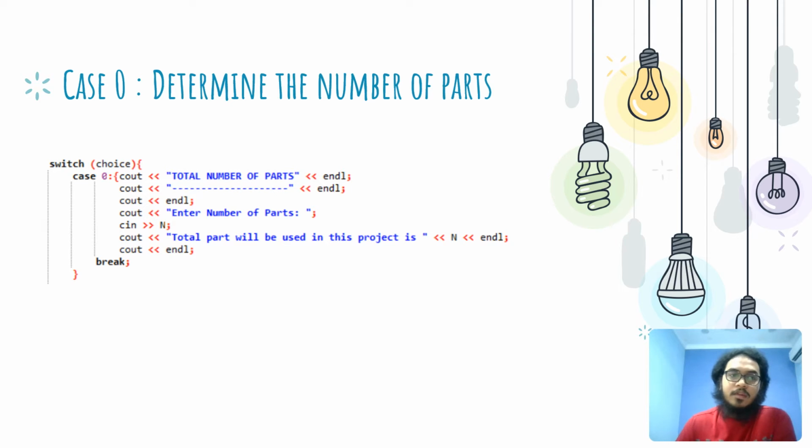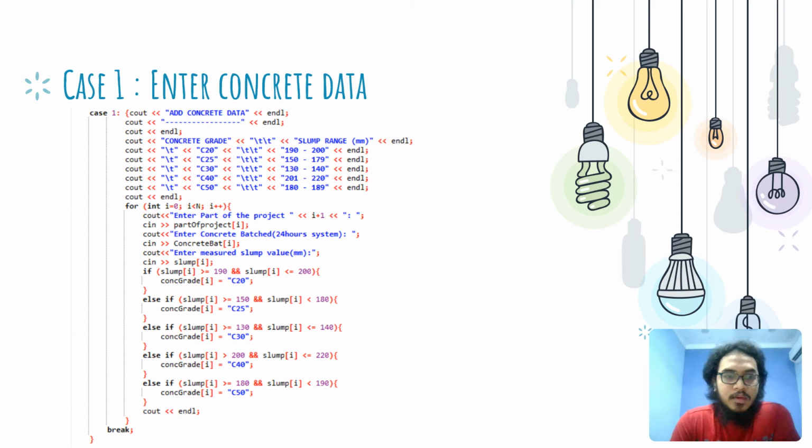So next we continue for the case 1. For the case number 1, which is to enter concrete data, the program will ask you to enter the part of project, also enter the concrete batch in 24-hour system, and also the concrete slump value. So this concrete slump value is used to determine which the concrete grade is. So next, let's continue for the case 2.